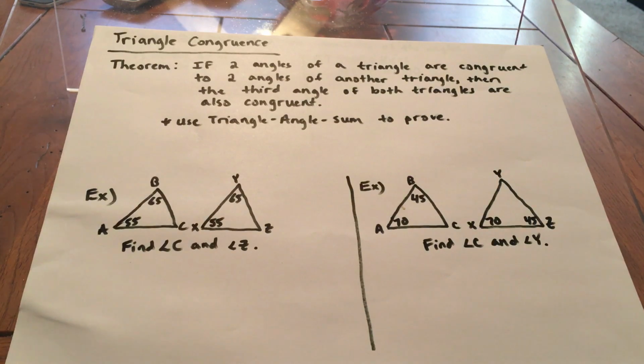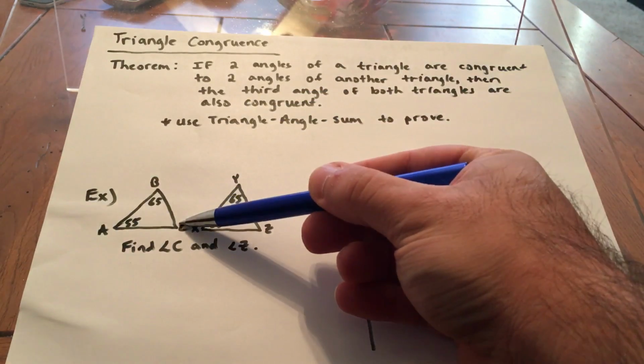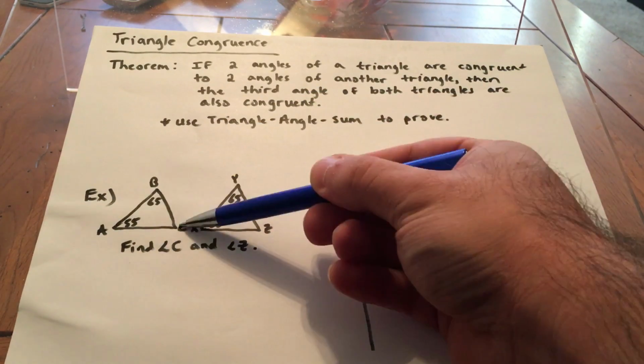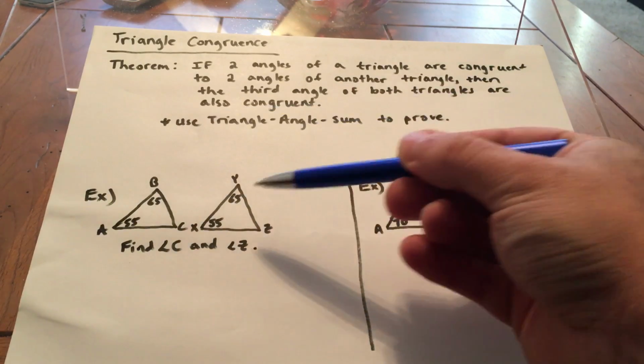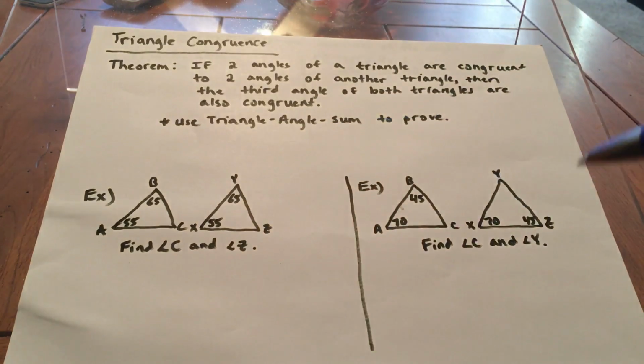All right. So here's a couple of examples we'll look at using this theorem. We have to use both the triangle angle sum theorem and this theorem to get both of these angles. I have two triangles down here. I have triangle ABC with angles 55 and 65, and then triangle XYZ with angles 55 and 65. Note that for this particular theorem, the lengths of the sides don't necessarily have to be the same. The angles can be the same without the triangles actually being exactly alike.